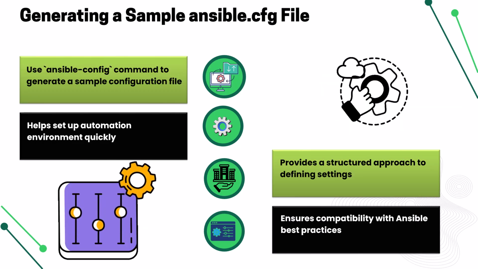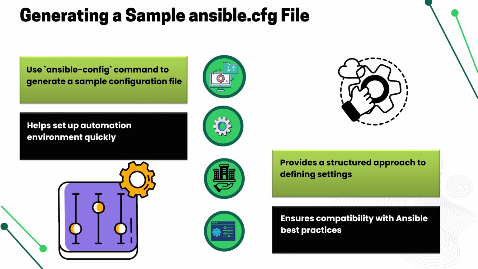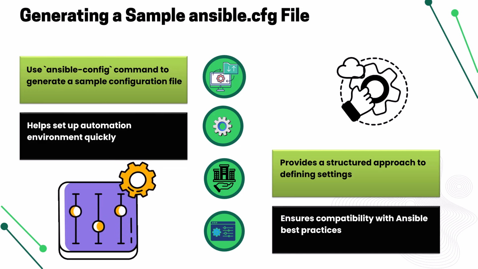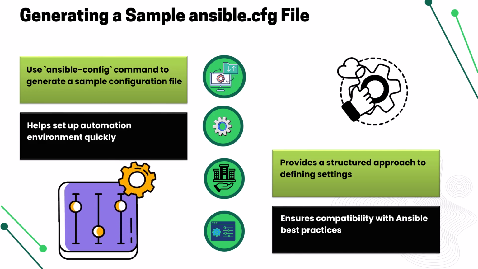Alright folks, if you're stepping into Ansible configuration, this is where it starts. Running Ansible config spits out a sample Ansible.cfg file, saving you time and guesswork. It's your blueprint for automation, making sure everything is structured correctly. Think of it like ordering a pizza. You get a base that you can customize. Without it, you're just throwing toppings into the oven and hoping for the best.